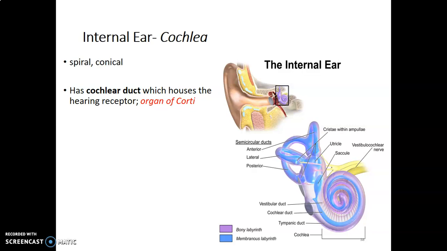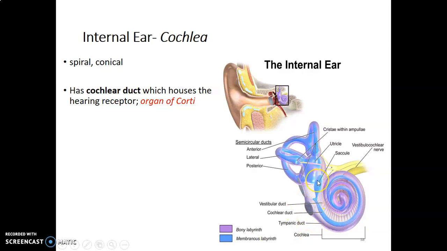Then the inner ear also contains the cochlea, which is spiral or conical in shape, and it has a cochlear duct inside it. The duct houses the receptor for hearing, which is called the organ of Corti. So the organ of Corti is housed in the cochlear duct within the cochlea.